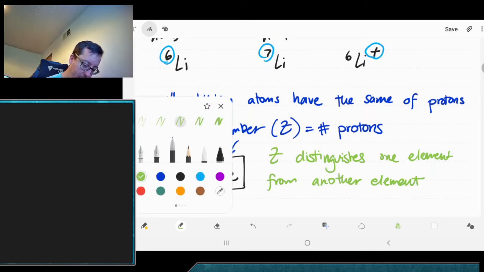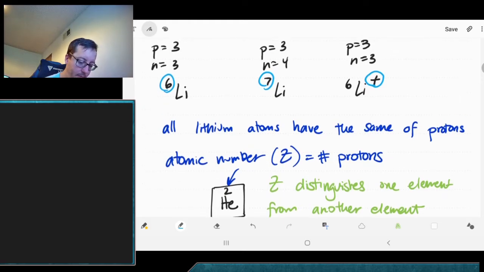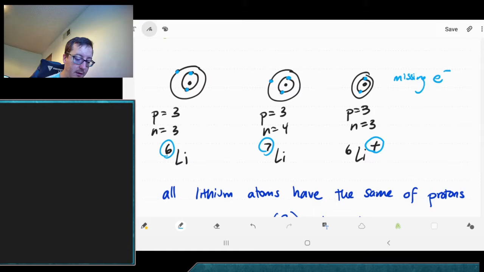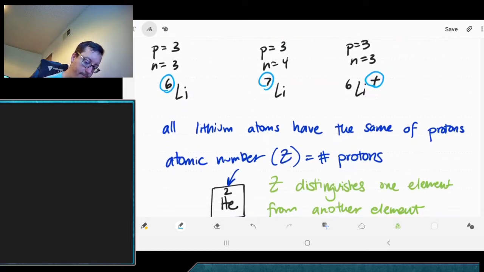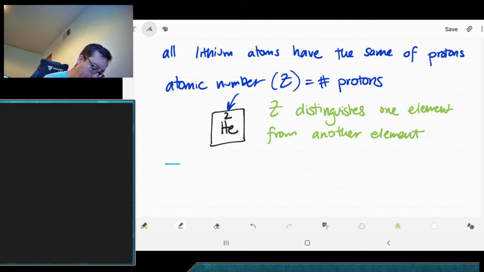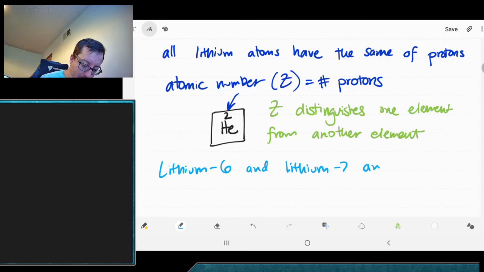All right, another color. How about light blue? We saw this idea of the 6 and 7 comparing our atoms here. We have a term for those as well. We might call these lithium-6. These are called isotopes.